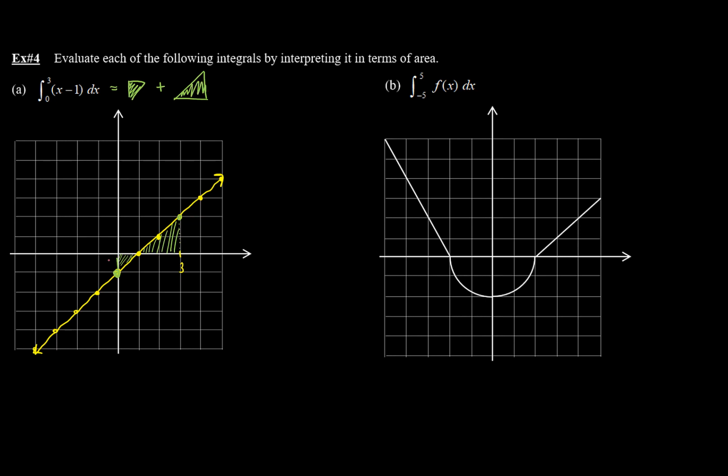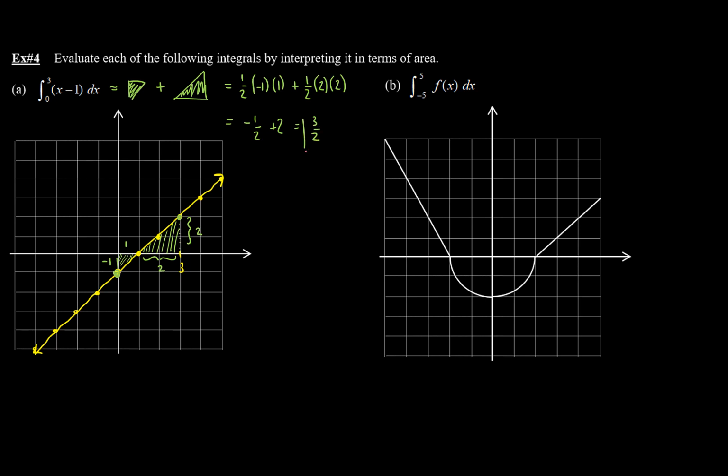Notice that this little triangle here has a height of -1 and a base of 1. So for the area of that little triangle, I'm going to have 1/2 base times height. And then here, I've got a base of 2 with a height of 2 as well. So plus 1/2 times 2 times 2. If I combine those, I'm going to have -1/2 plus 2, which is going to give me 3/2.